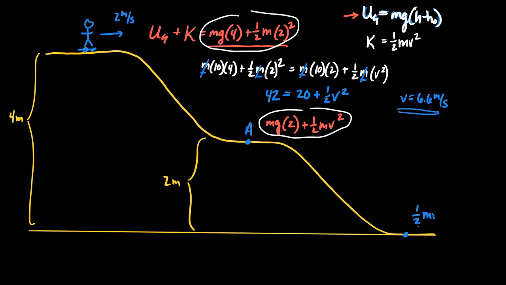1/2 mv squared. That's because I'm at the reference level. H is 0, so mgh will be 0. Once I set the reference level, there's no potential energy at the reference level.